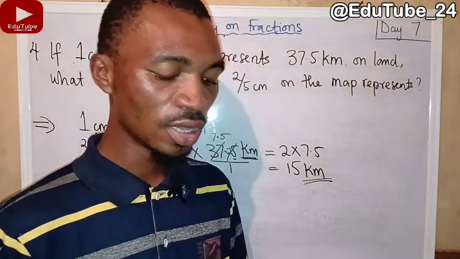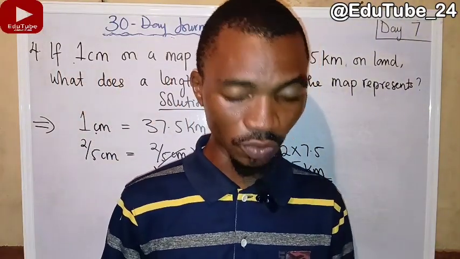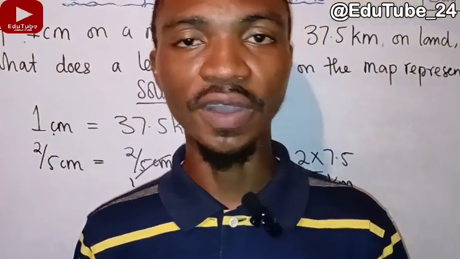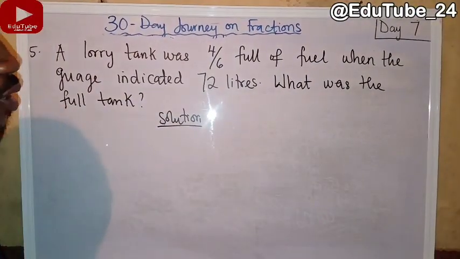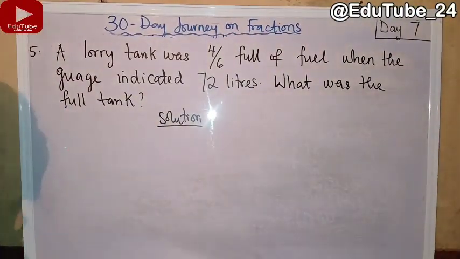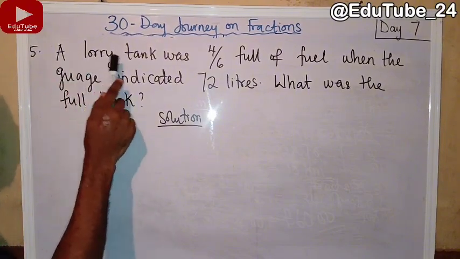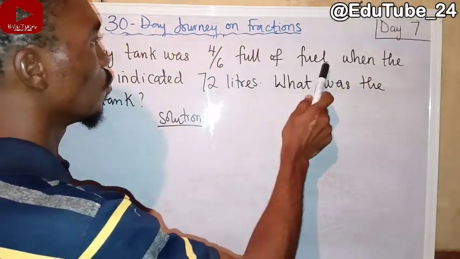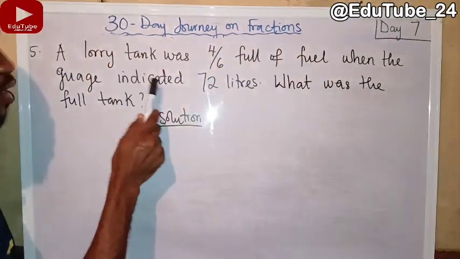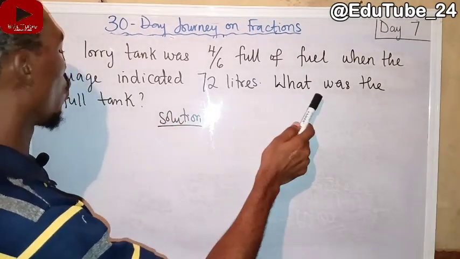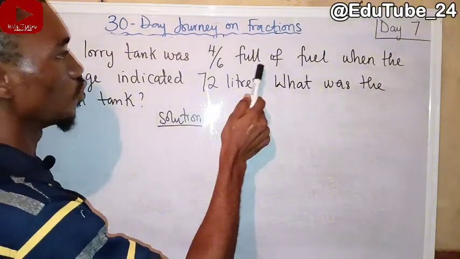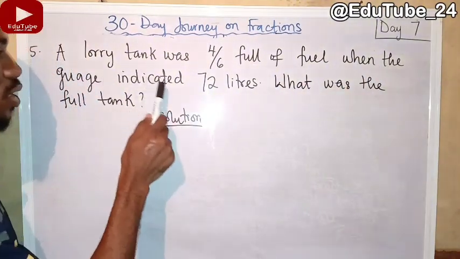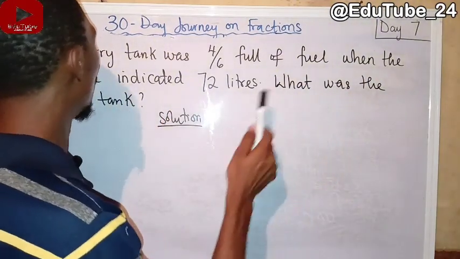Let's move on to the final question for today, which is question number 5. A lorry tank was 4/6 full of fuel when the gauge indicated 72 liters. What was the full tank? Again, a lorry tank was 4/6 full of fuel when the gauge indicated 72 liters. What was the full tank?